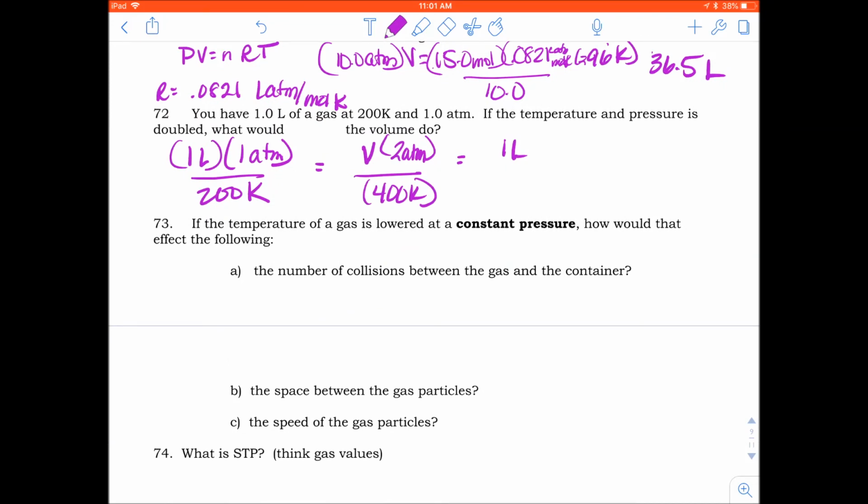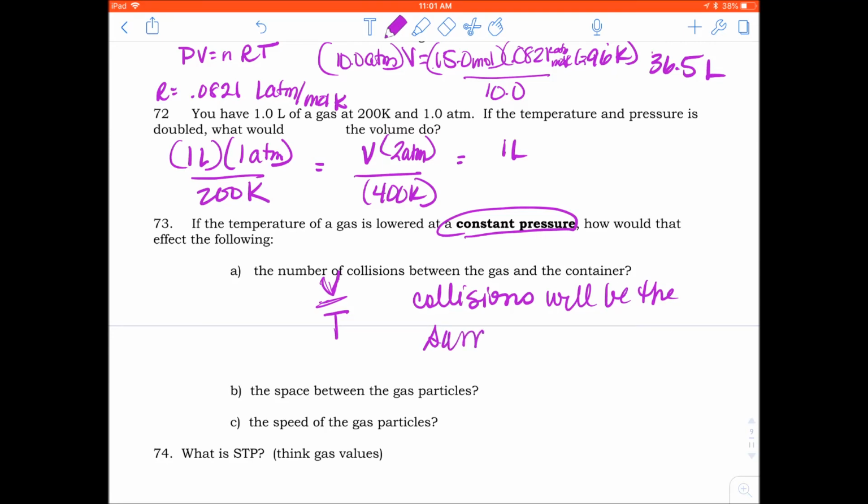73, the temperature of a gas is lowered at constant pressure. How will that affect the collisions between the gas and the chamber? So if the temperature is getting smaller, we're talking about temperature, we're talking about volume, because pressure is being held constant. So this is Charles' law. Volume is going to get smaller. It's going to take up less space. So the word constant pressure, though, says that the collisions will be the same between the container and the gas. Okay, but that means the container has to get smaller. The space between the gas particles, as you lower the temperature, is going to get smaller. The particles will contract. The speed will also decrease because temperature is decreasing.